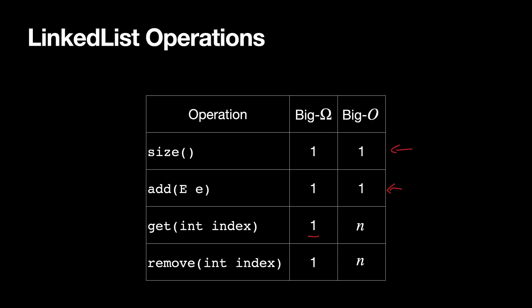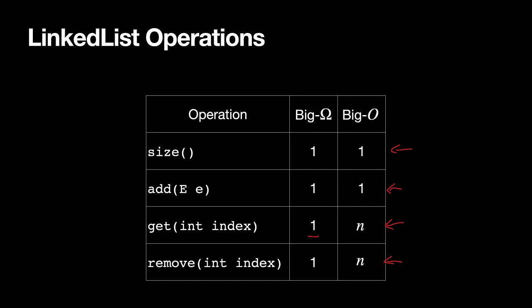And if it's in the very middle, we're going to have to go through half of our list, so n over 2 items, so we'll consider the worst case to be approximately n operations. And remove, we can go through the exact same argument because remember it still uses the exact same method to access the item that gets removed.